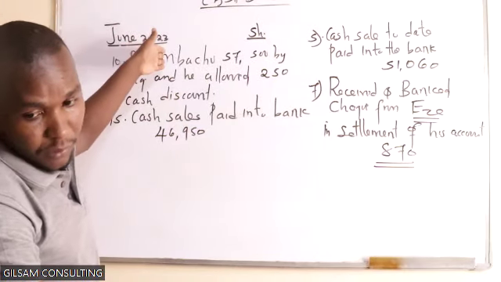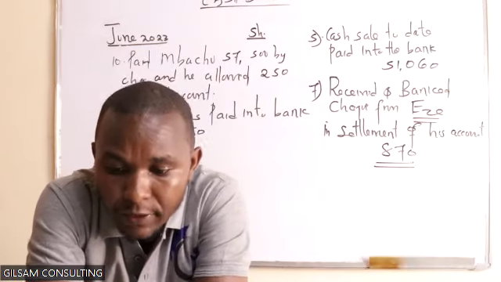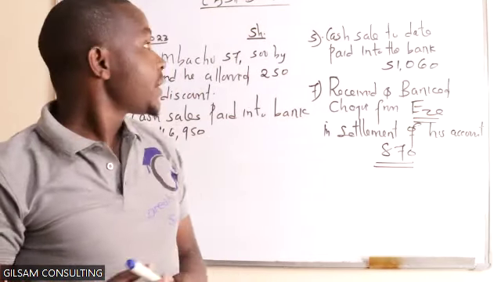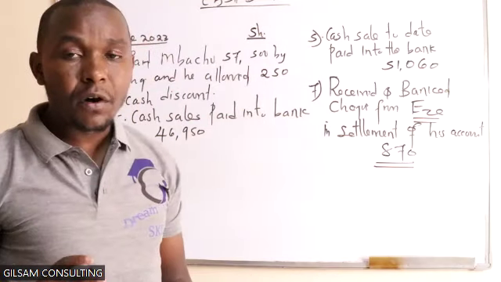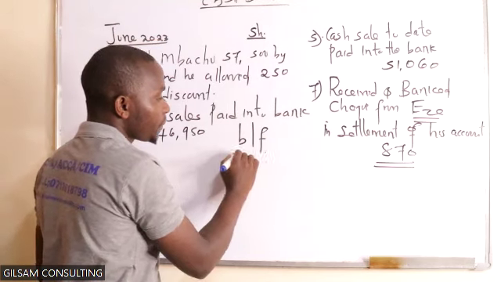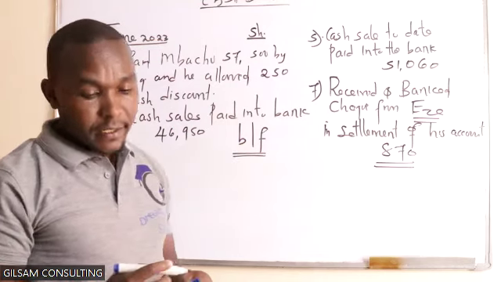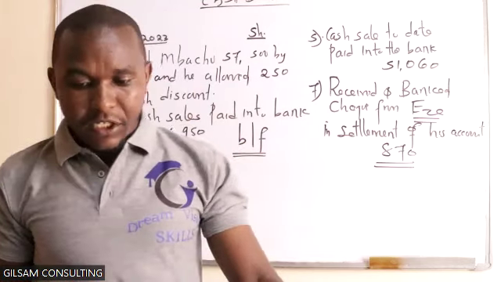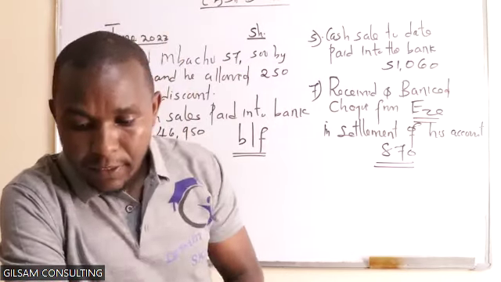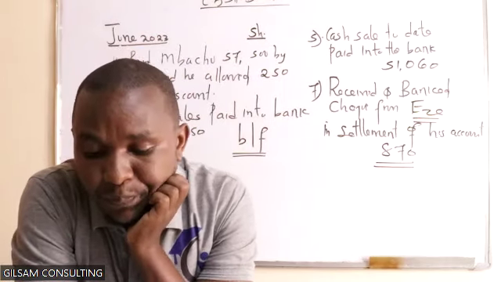January date 1, you say cash balance brought forward. So in accounts, the short form of cash brought forward is written like this. That is the short form instead of writing the full word. So write cash brought forward 500,000.